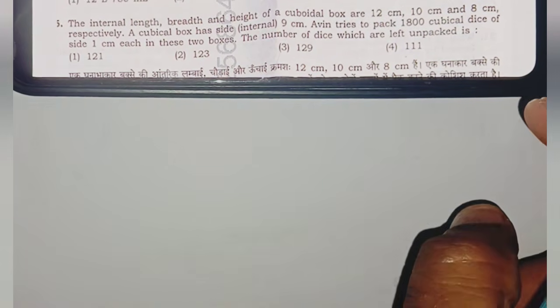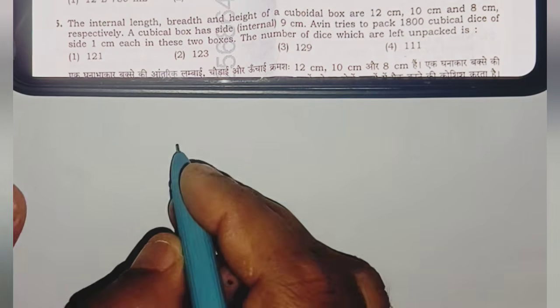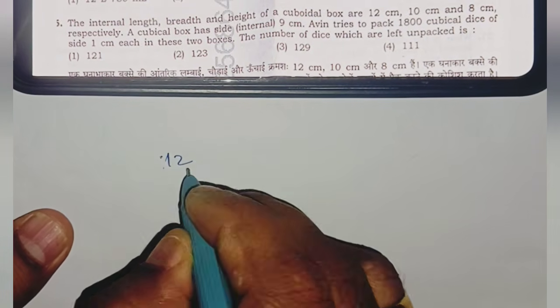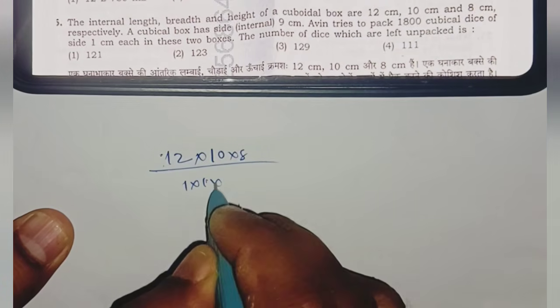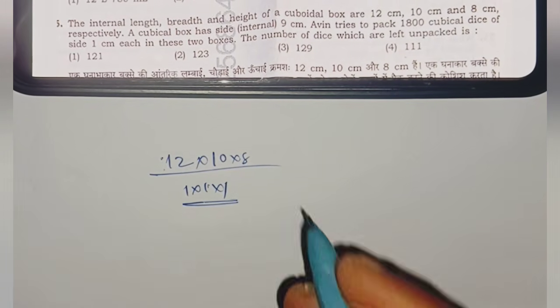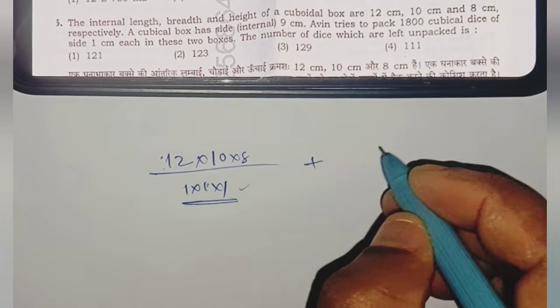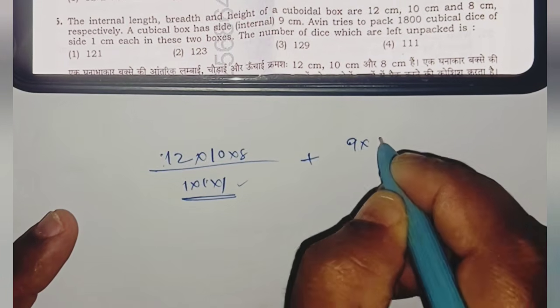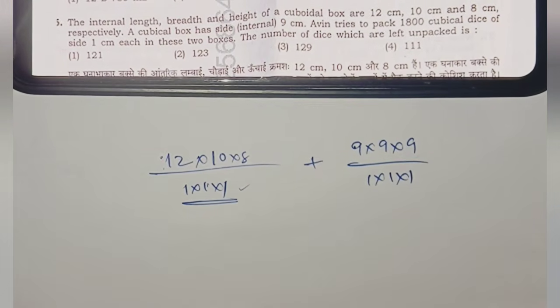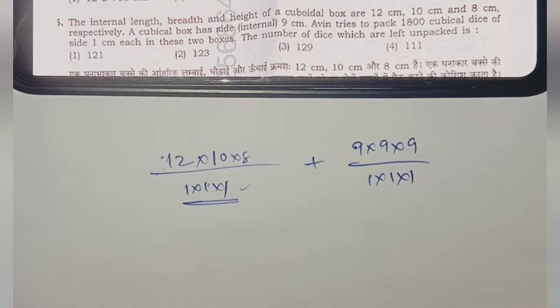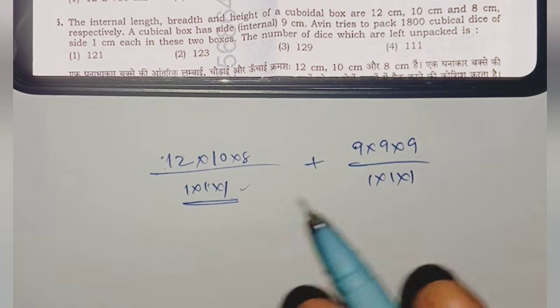So first, we need to find the volume of these two, the cuboidal and the cube. Write this volume: 12 into 10 into 8. Then 1 into 1 into 1, which is the dice size, the volume of the dice here. Now divide by the volume of the dice, so that we will get the number of dice that can be fitted in both the cuboidal box as well as the cube.